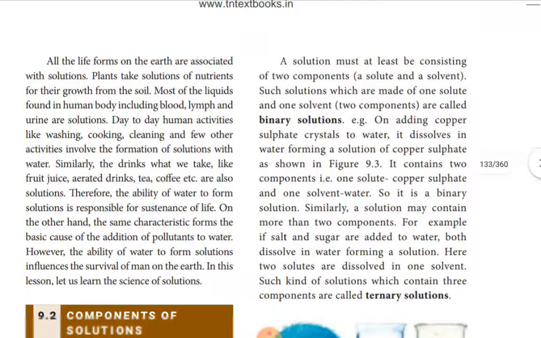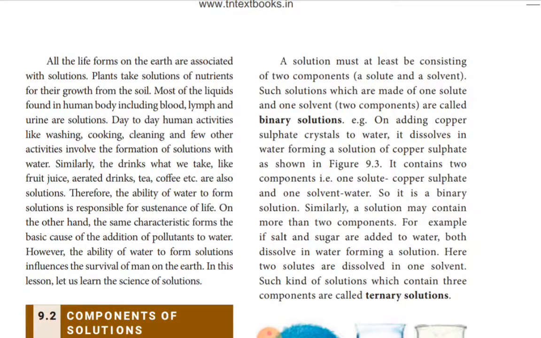Then also we have learned about the importance of solution in our day-to-day life. For example, the liquids found in the human body are also in the form of solution, blood, lymph, and also seawater, air are also in the form of solutions.